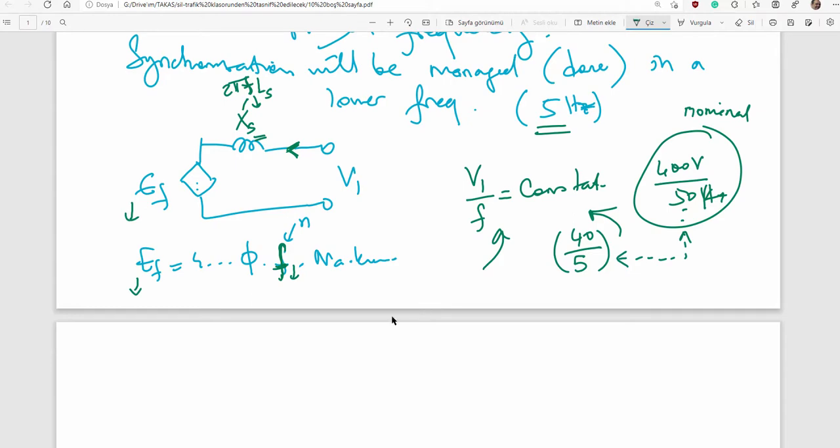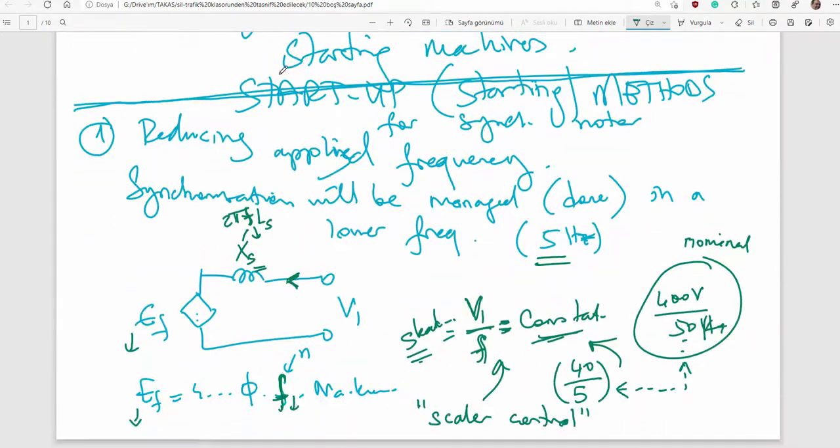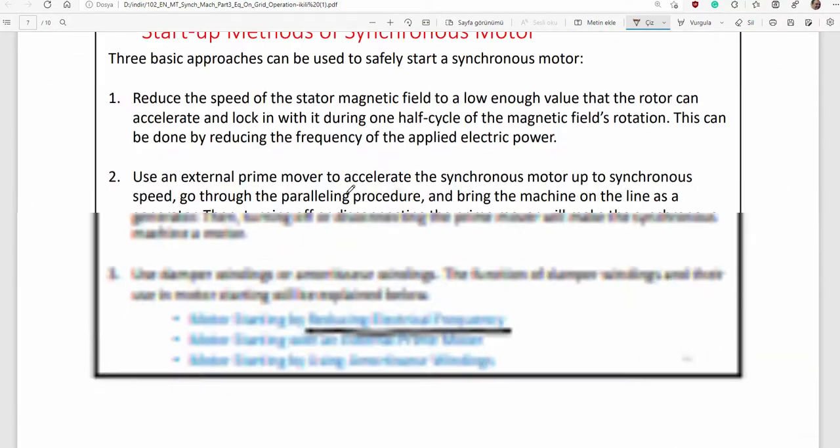exactly like this. It is called scalar control in the field. Called scalar control of any machine, because that is a scalar function. Terminal voltage over frequency is a scalar. You apply some control to keep it constant. So that's enough for this method. Now let's make a summary of what we have done.